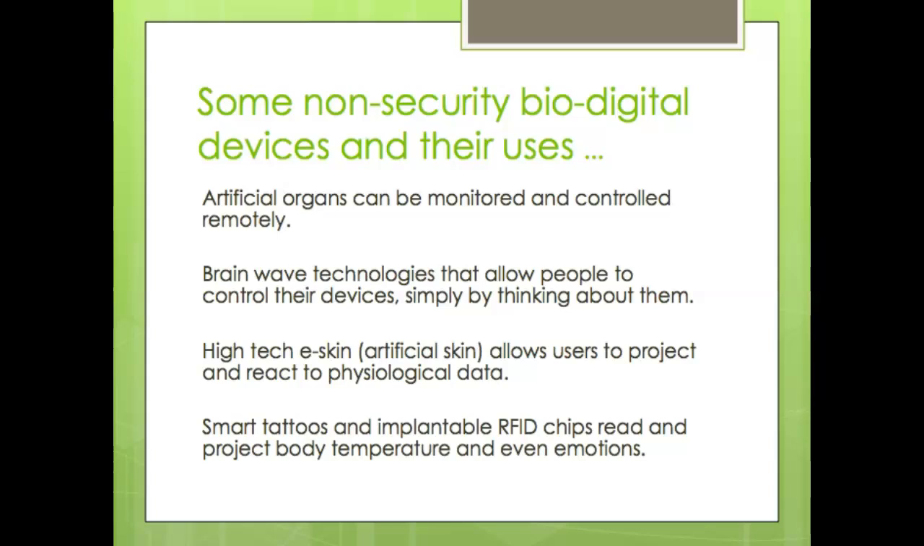High-tech e-skin, artificial skins, they're put on people and they're used to monitor all kinds of biologics: temperature, heart rate, breathing rates. Certainly, we have biodigital devices that monitor people's blood sugar for type 2 diabetes. Very popular. You see the advertisements on TV all the time. And there are also smart tattoos and implantable RFID chips. A company in California last year implanted 150 chips into their own employees by their choice. And they're using those for access control and other processes. But they can also read body temperature and even emotions, your reactions to different stimuli.